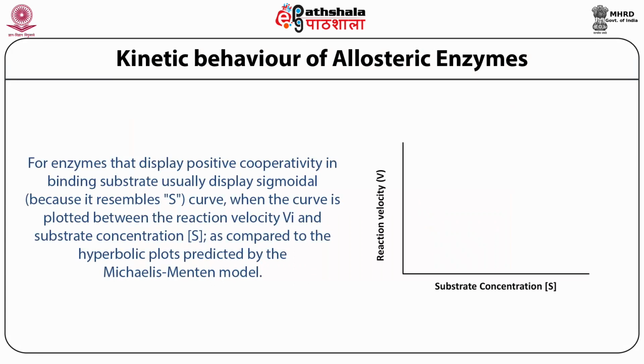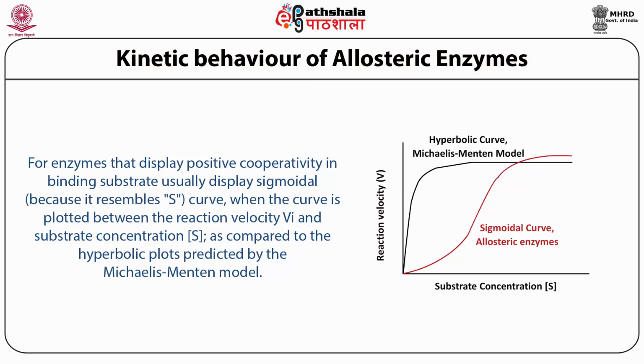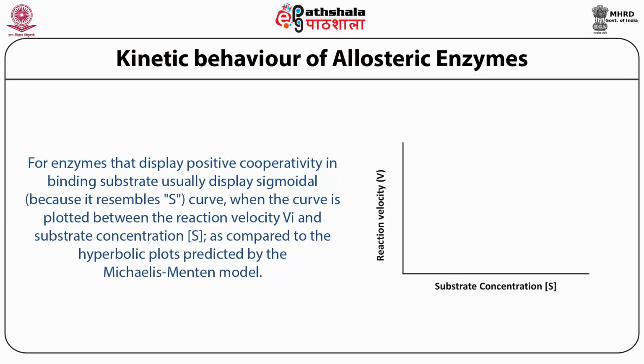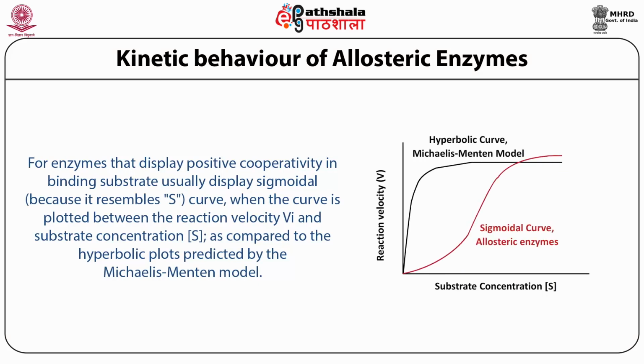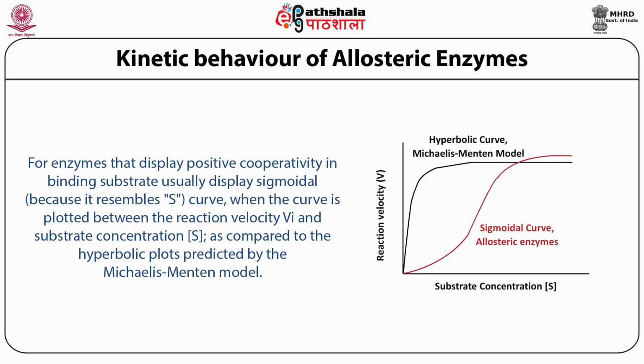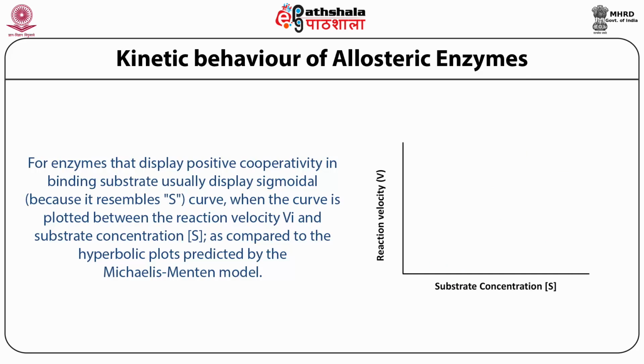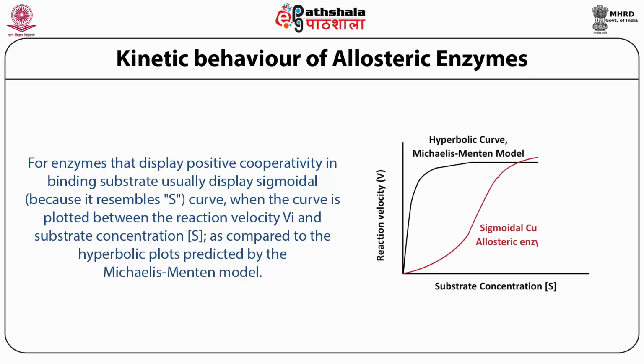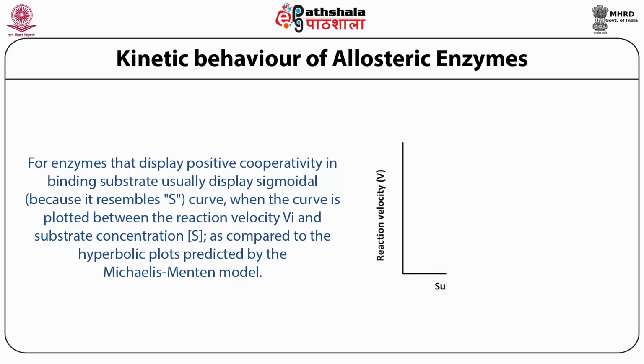So allosteric enzymes or cooperative enzymes show different kinetic behavior as compared to Michaelis-Menten enzymes. Those enzymes which have a single active site follow the Michaelis-Menten model. However, enzymes which can bind allosteric effector molecules and also bind substrate molecules generally show a sigmoidal curve, when the curve is plotted between the reaction velocity and the substrate concentration.